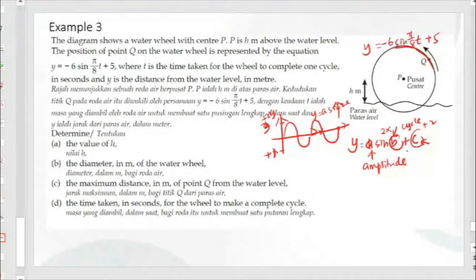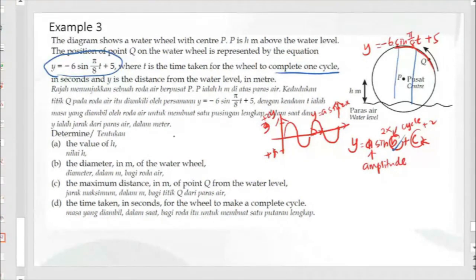So now we go to the question. This is the concept we want to use later. This is the formula given. Then T is the time taken for the wheel to complete one cycle. You see this? T is the time taken for the wheel to complete one cycle, so this is for one cycle only, in seconds. And Y is the distance from the water level.